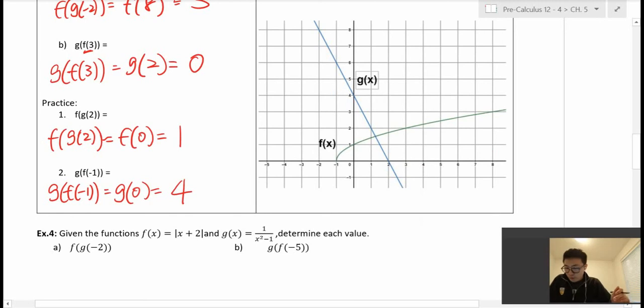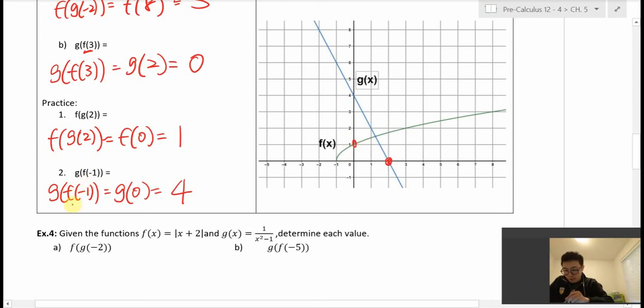Alright, so for these two questions, again, you've got to work inside out. You've got to find the inside function first, which for the first one is g of 2. And g of 2 is right here, has the y value of 0. So f of 0 is 1. That's right here.